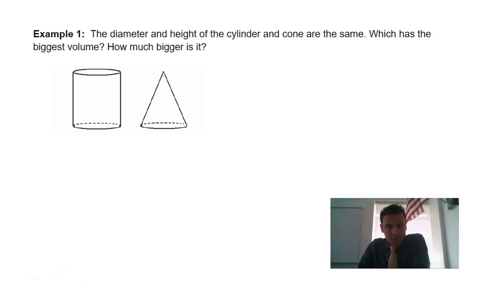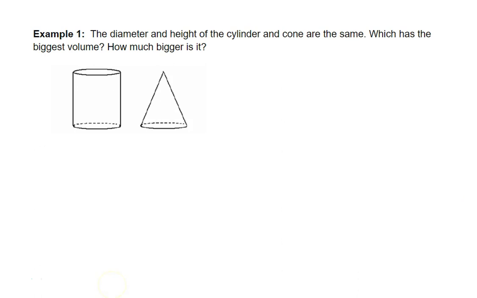All right, Mr. Bucko here with example 1 from 8.3 from Algebra, where we're finding the volume of cylinders and cones. Our first example is looking at the difference between the volume of a cylinder and a cone. So we have these two figures here, cylinder, cone, and let's say that the diameter and the height of the cylinder and the cone are the same.